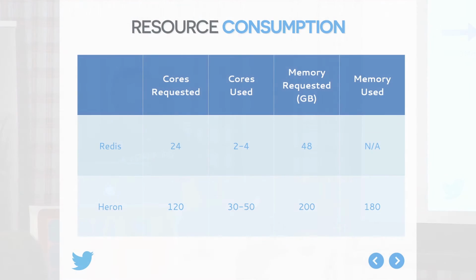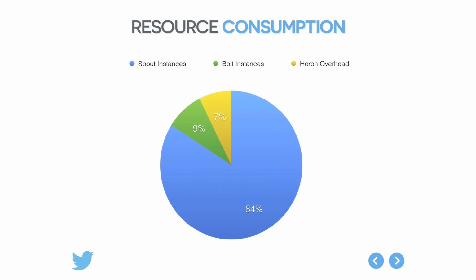Now let us see how the resource usage was. Heron requested 120 cores from the scheduler, but the actual usage was 30 to 50 cores. Memory requested was 200 GB, but memory used was just 180. And for Redis, we requested 24 cores, but hardly used 2 to 4 cores. Now zooming in on where the resources are actually going.